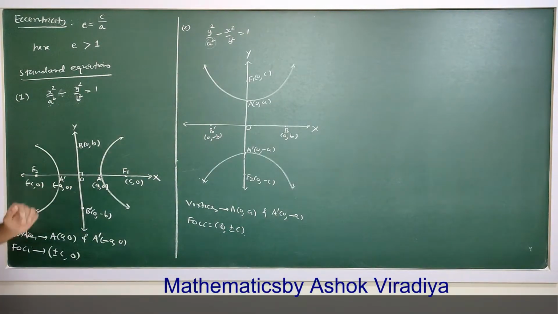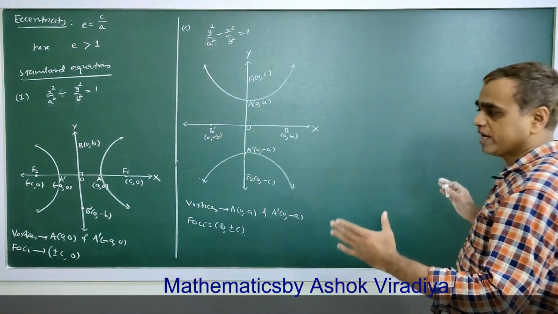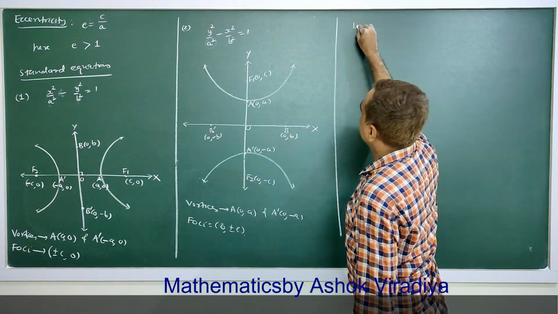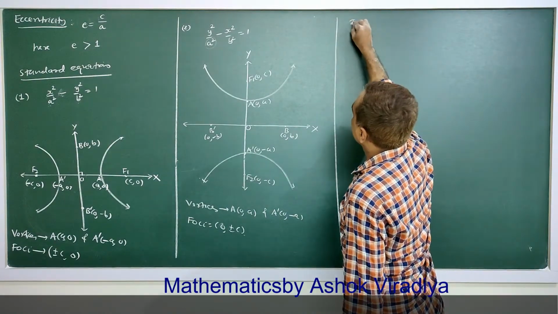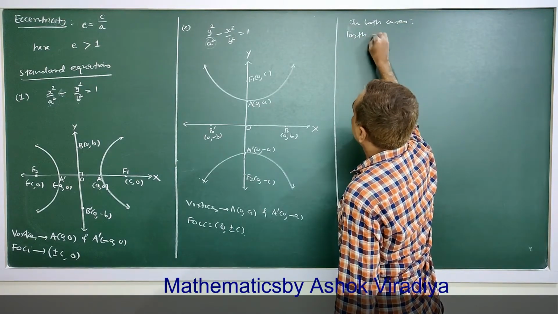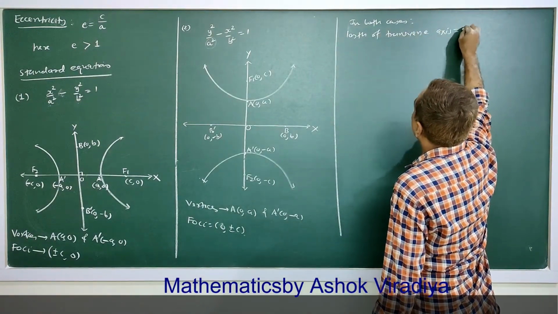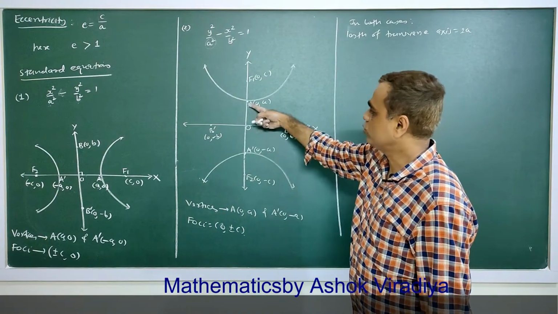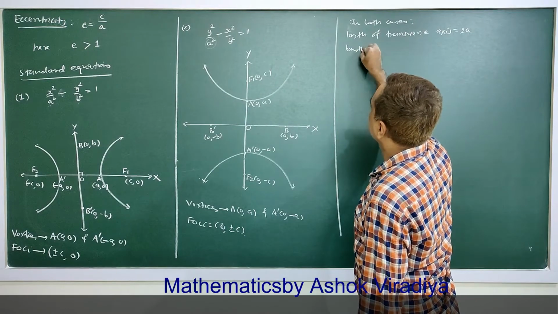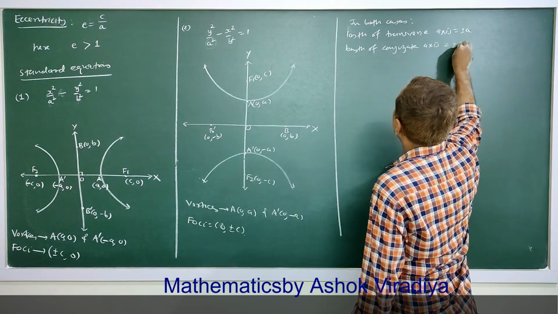In both the cases, the length of the transverse axis is 2A and the length of the conjugate axis is 2B. In both cases, the length of the transverse axis we will always take as 2 times A. This is 2 times A. Here also this is 2 times A. The length of the conjugate axis we will always take as 2 times B.